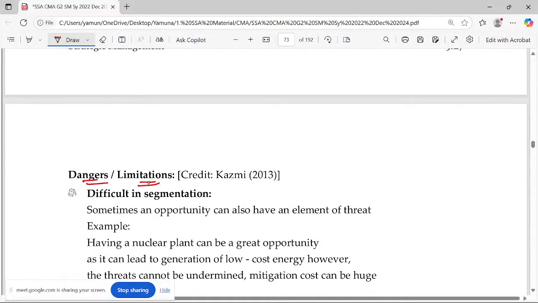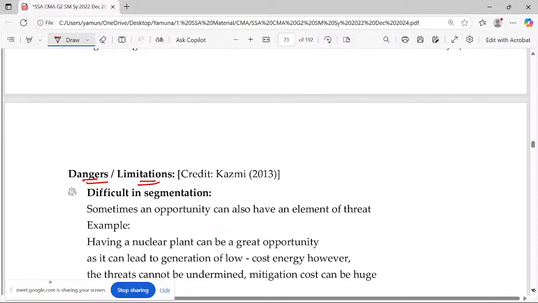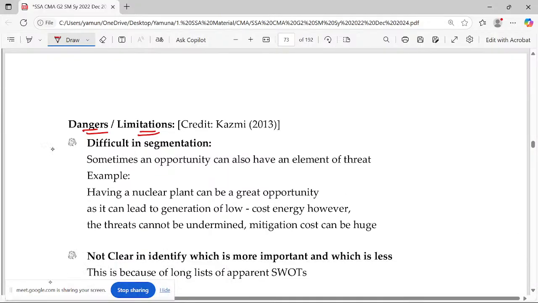Dangers or limitations: definitely you have to understand it's difficult in segmentation. Sometimes we cannot clearly say whether something is an opportunity or a threat, depending on the factors, depending on the finance. You may see this as an opportunity, but if you go for the finance, see, when we feel the technology has become obsolete, we have to go for the new technology. We have to invest in a better way.